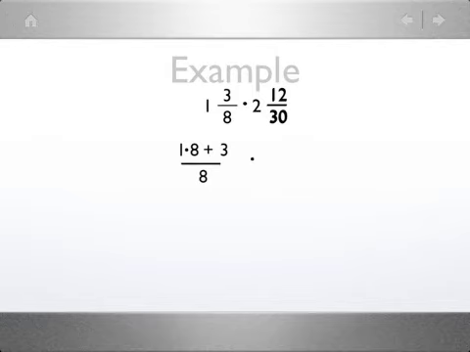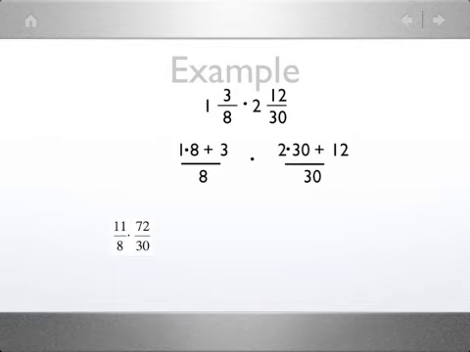Bring down my multiplication. Then I have 2. I'm going to multiply that by the denominator, which is 30, and then I'm going to add the 12 that I already have in the fraction. So I bring down my fraction bar. Since my denominator was 30, it will remain 30. So if I multiply these out and add them up, I get 8 plus 3 is 11. 2 times 30 is 60, plus 12 gives me 72. So my two fractions are 11/8 times 72 over 30.